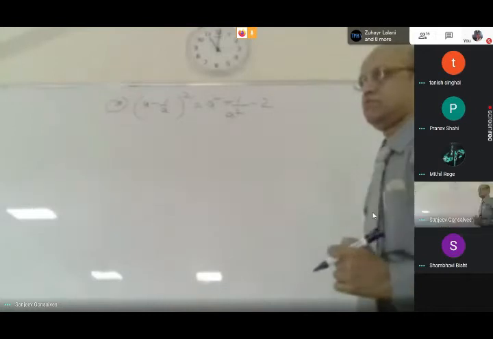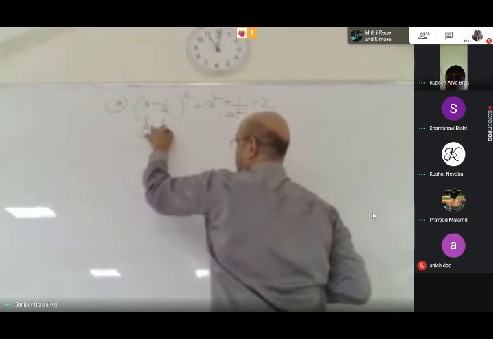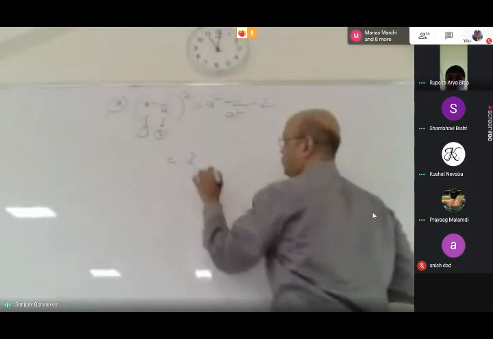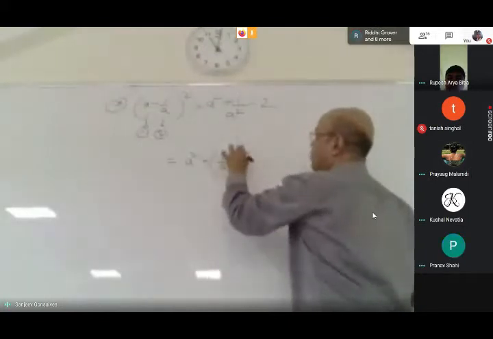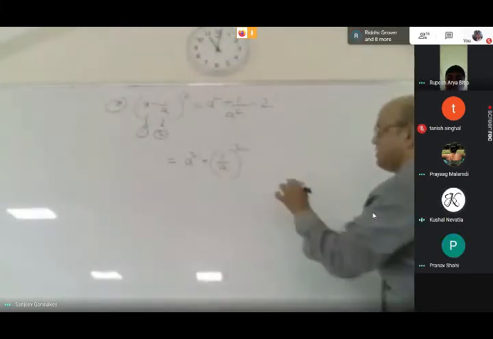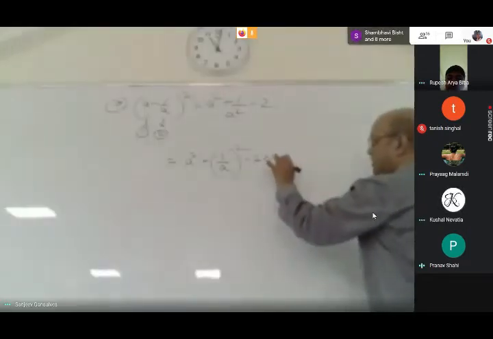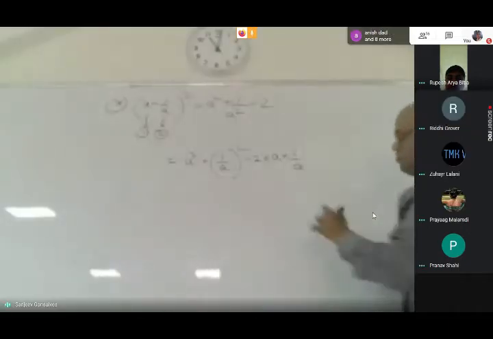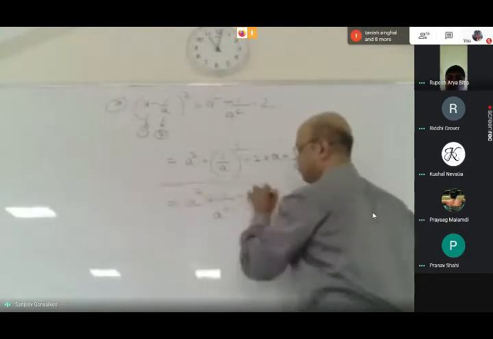Very good. This is how you are going to get the answer. Shall I explain to you? This is the first term and this is the second term. First term square: what is the first term square? a square. Plus second term square, (1 upon a) whole square. Multiply by first term a, multiplied by 1 upon a. So this a got cancelled. So you are getting a square plus 1 upon a square minus 2.